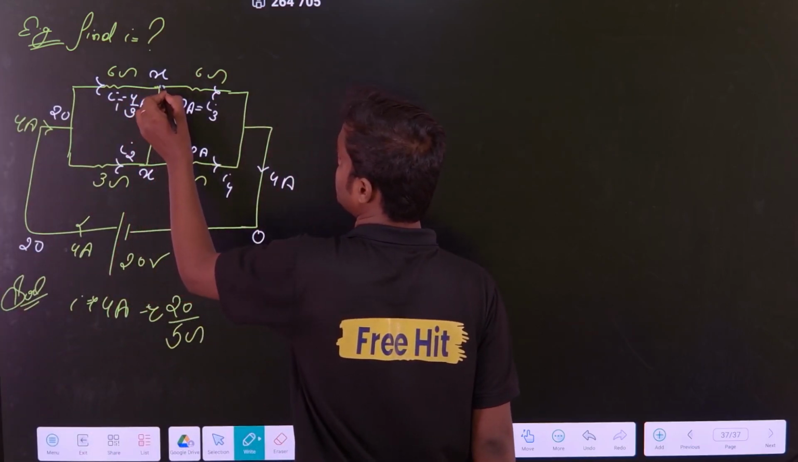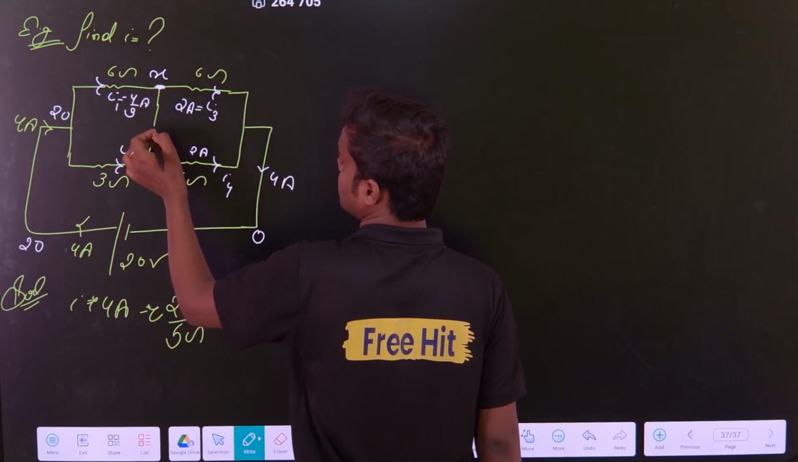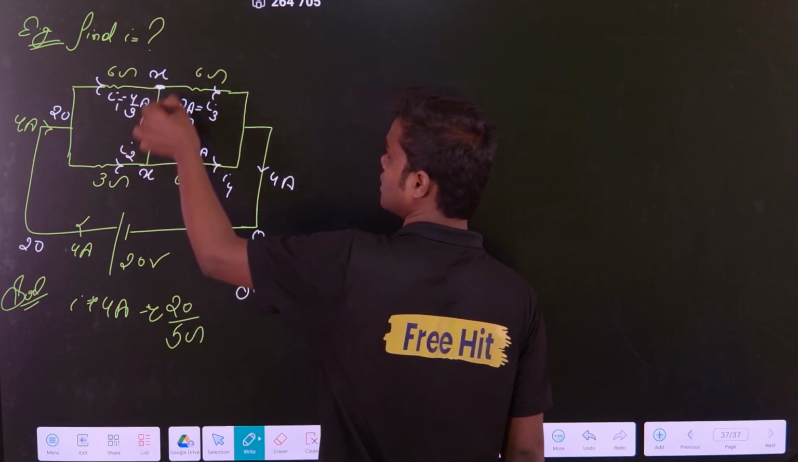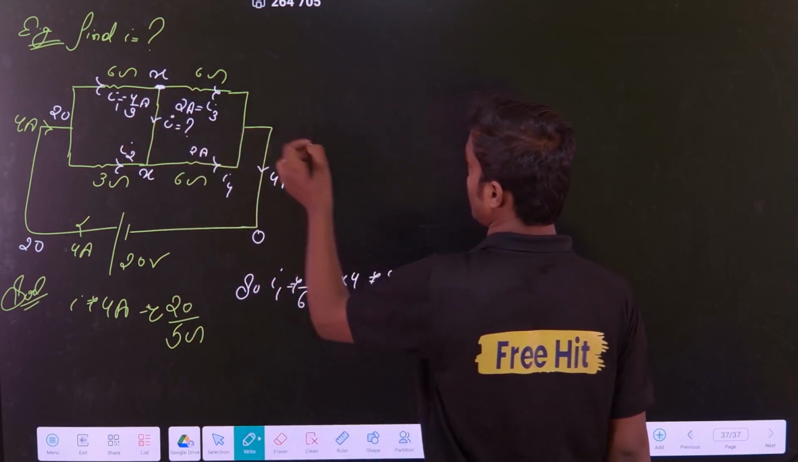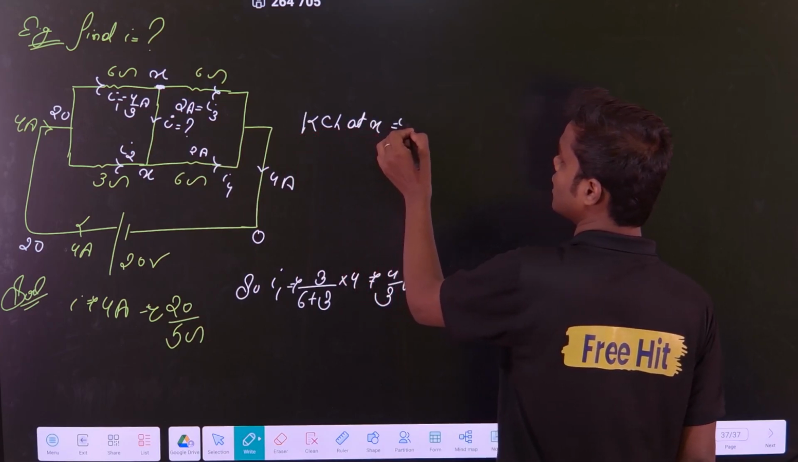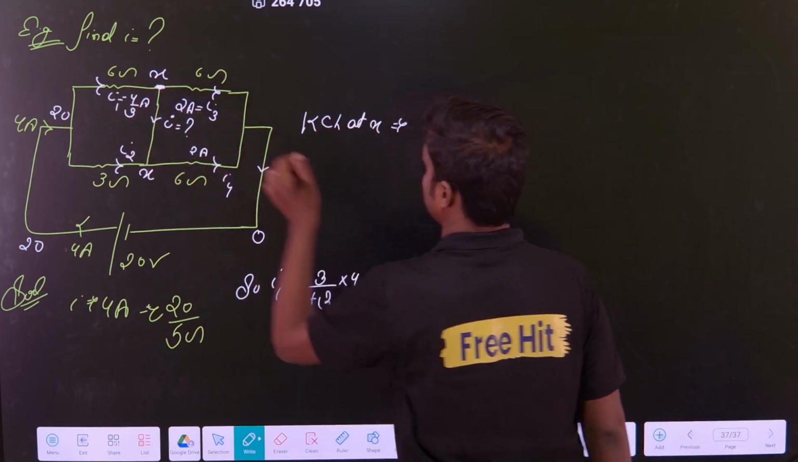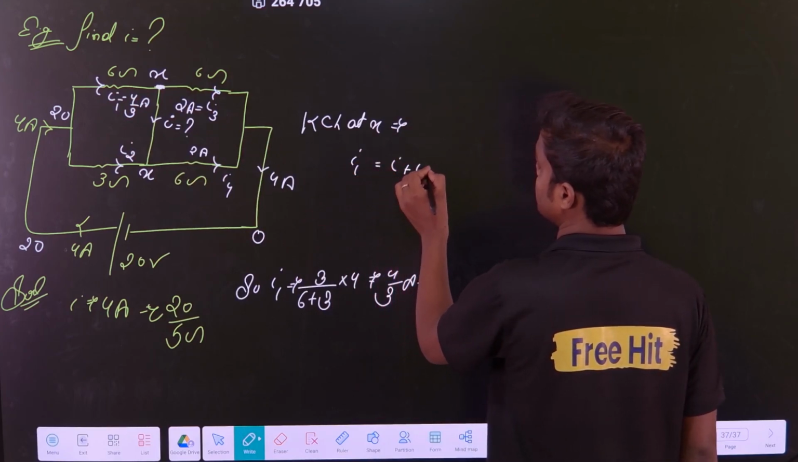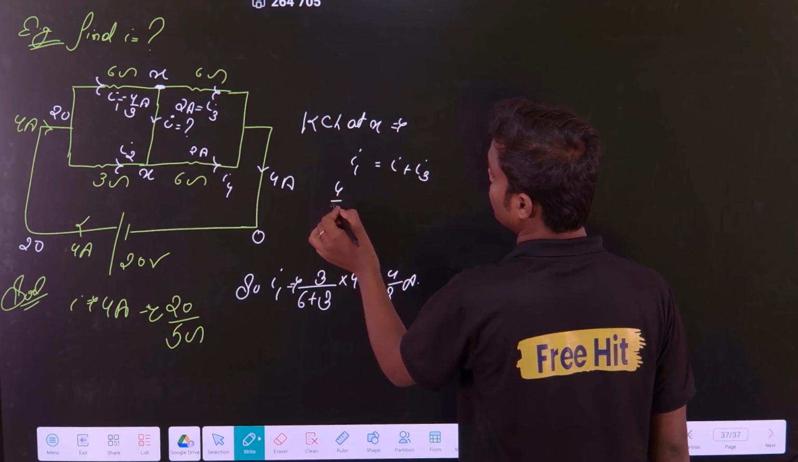So at this point apply KCL. Suppose this is the current I we have to find. Apply KCL at this point. So KCL at X, because it is a node, we can apply incoming current, that is I1, equal to outgoing current, that is I plus I3. What is the incoming current? 4 by 3.